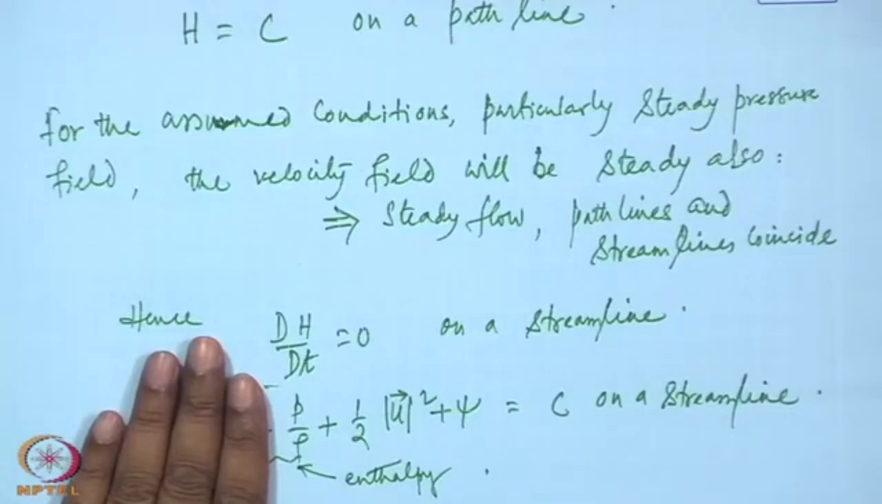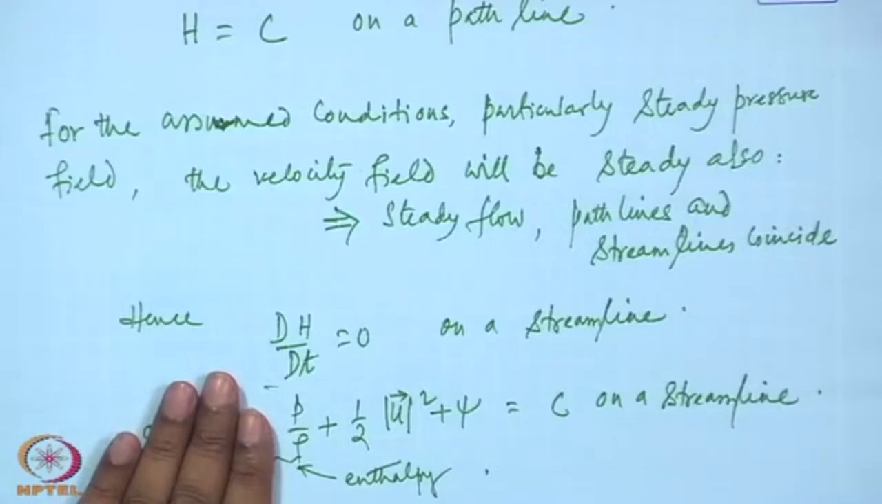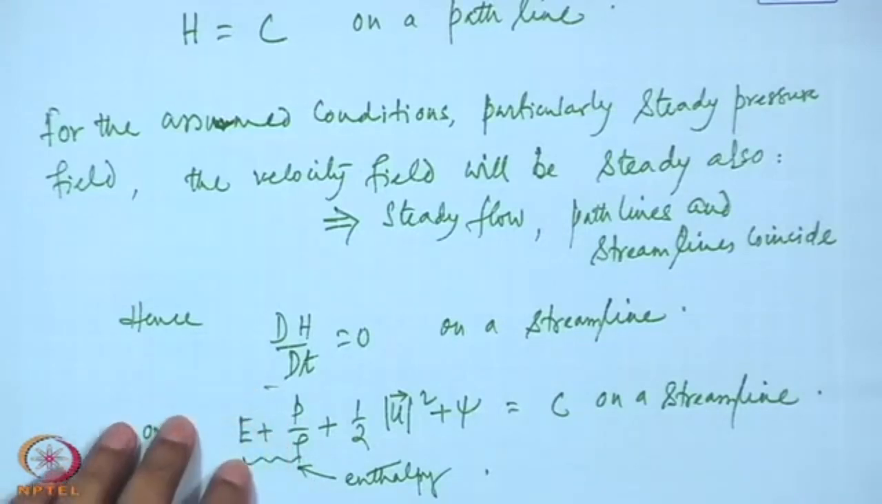You have come across this equation. What is this? You have not come across this equation. Let us see if we drop this E part. Have you come across this equation? Bernoulli's equation. The way Bernoulli derived his equation, that was Bernoulli's equation. So, here we can call this a generalized Bernoulli's equation.